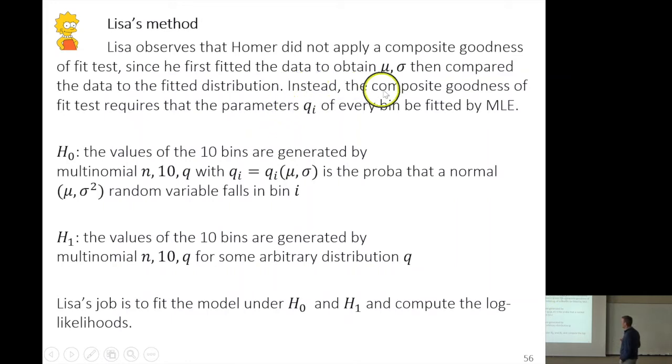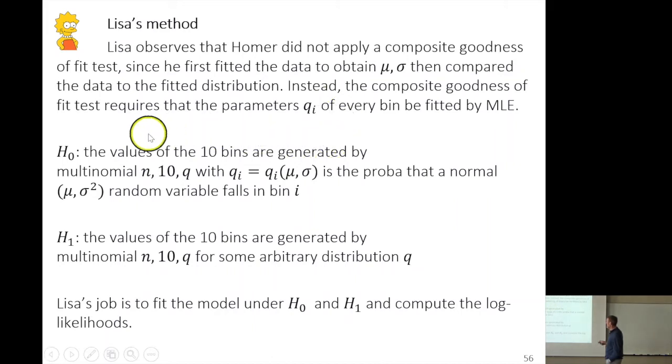Because the composite goodness of fit test requires that the parameters qi of every bin are fitted by maximum likelihood. That's the textbook method we see. First you fit according to the maximum likelihood principle, then you compare under H0, under H1 here.